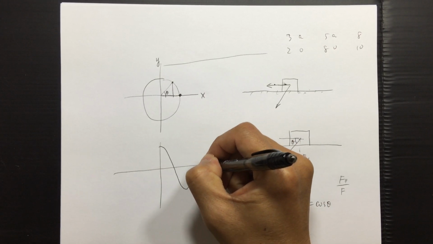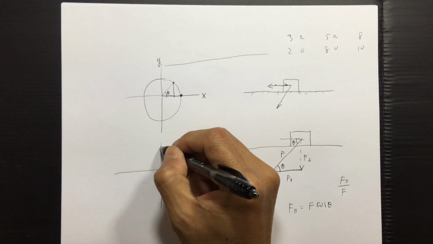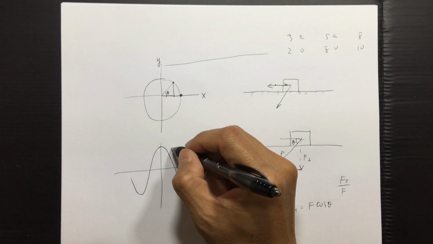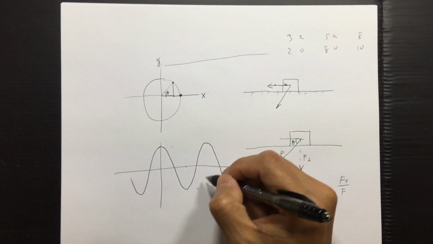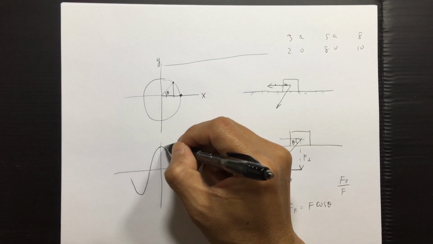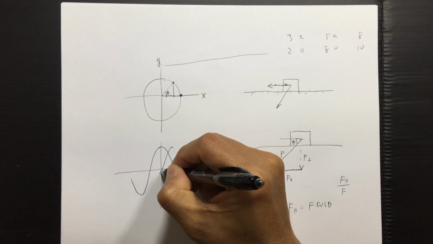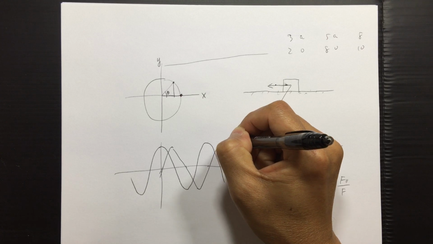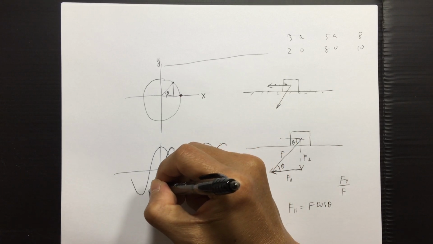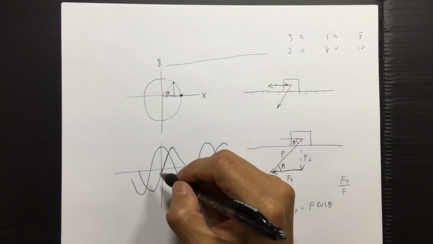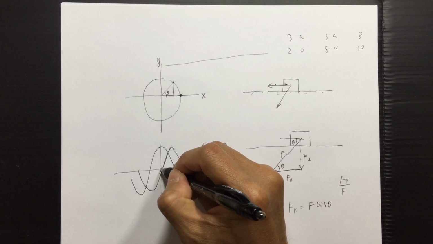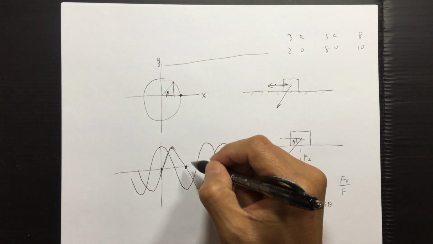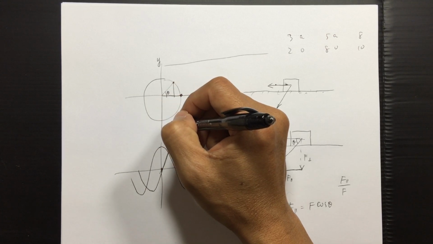You need to remember this. Sine theta looks like this. This is sine theta. You want to remember this. For sine, at 0 it is 0. At pi over 2 it is 1. This is pi, back to 0, and then it goes down under.